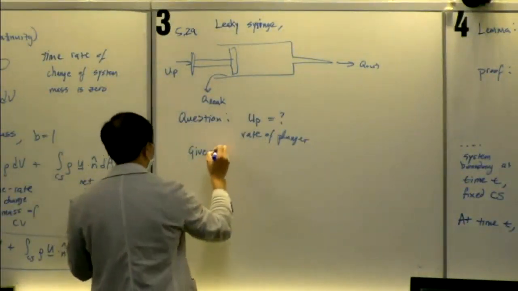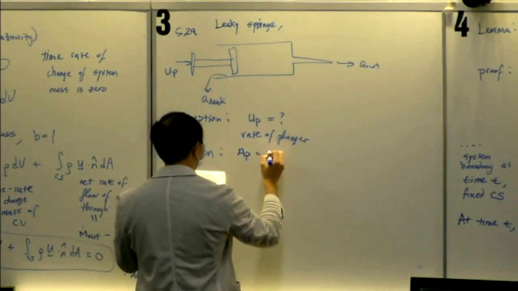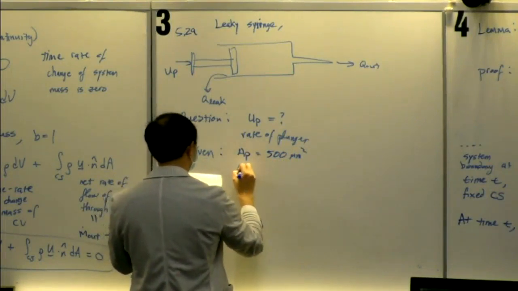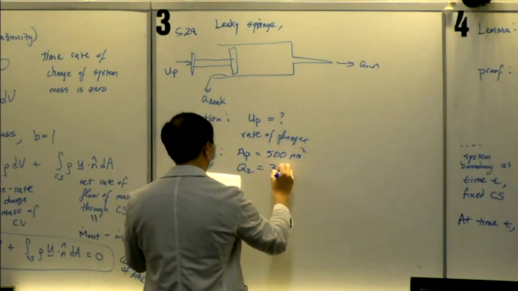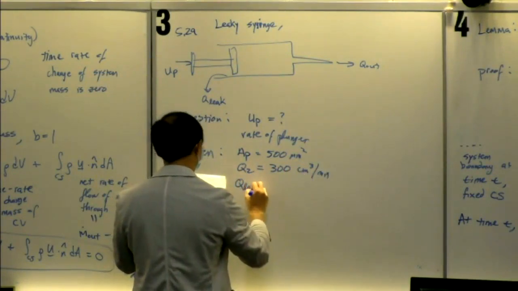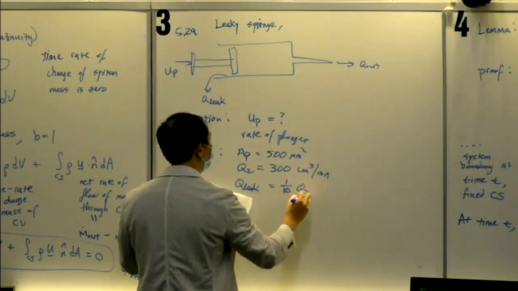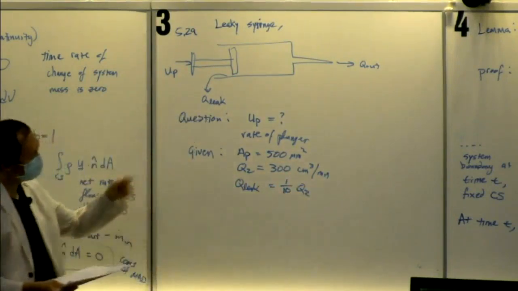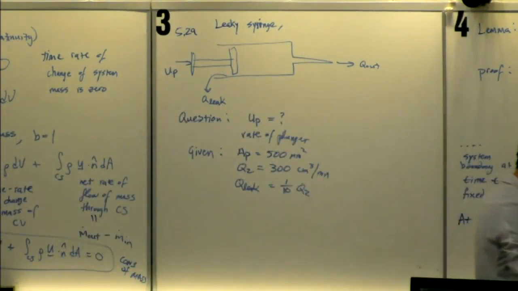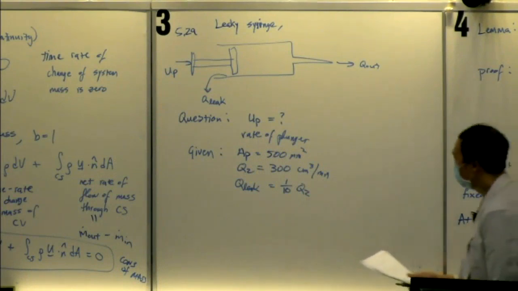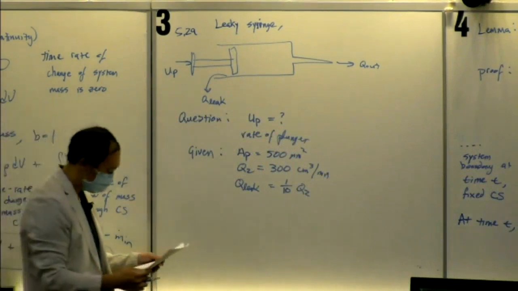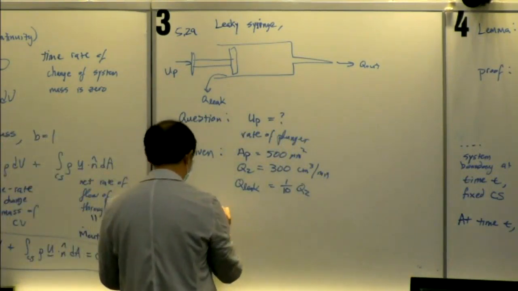Given the area of the plunger, let's just give some units here. It's like 500 millimeters squared, and it's leaking out at some volume per minute, 300 cubic centimeters per minute on the right, and it's also leaking out 1/10 that amount on the left. So how do you use the conservation of mass equation to solve this problem? Well, let's write that equation here.